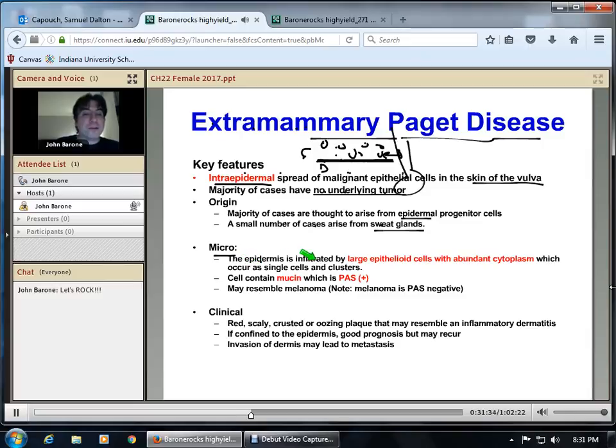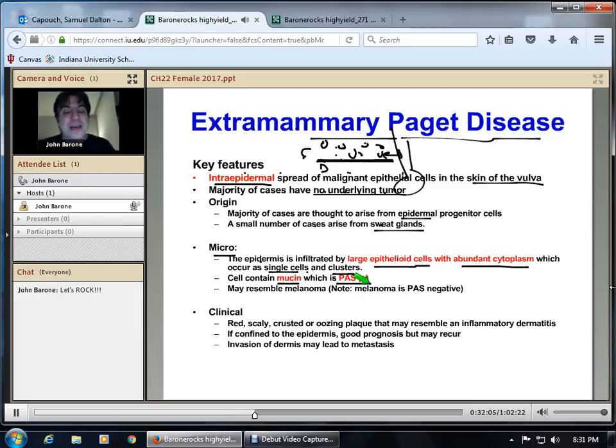All right, now for the microscope. The epidermis is infiltrated by large epithelial cells, which have abundant cytoplasm. They usually occur as single cells or small clusters, but here's the key, they're adenocarcinoma cells. So they're going to have mucus. That mucus is PAS positive. So that's very, very helpful. PAS positive, it's a great test to do. So you do PAS and these single cells will light up and you'll see exactly where they are.